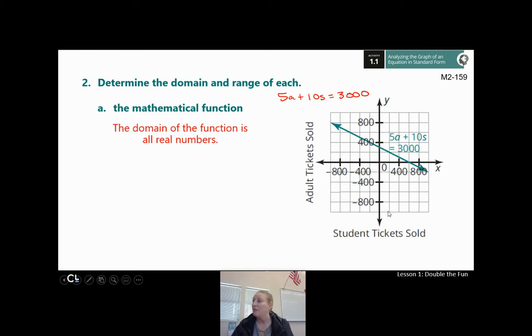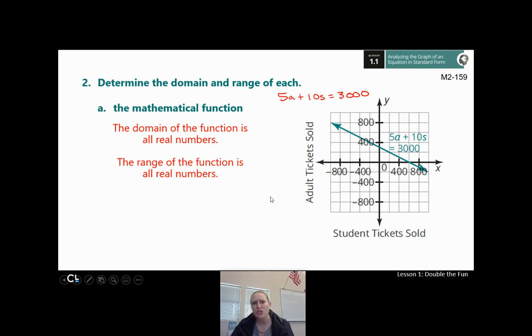My range is my output. That's my y, so that's up and down. And if you'll notice, again, it's nice and solid, no holes, no blips. It goes up forever, it goes down forever. So my range for my function is also all real numbers.